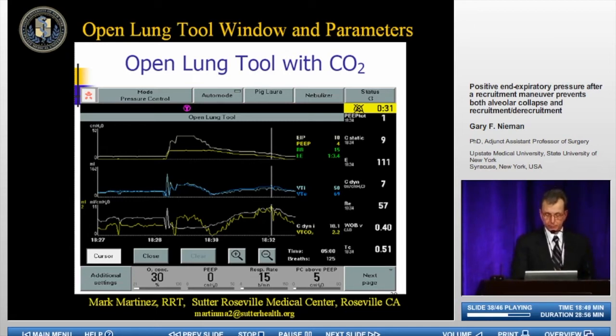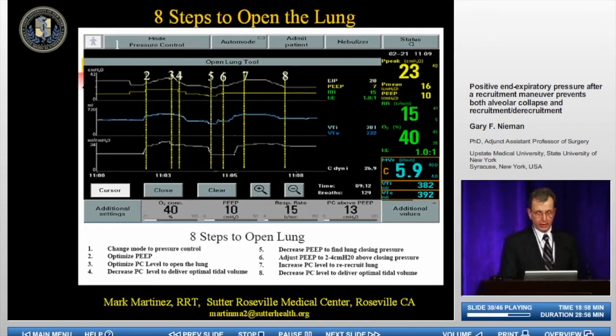But in essence, what we do is we have a dynamic readout of both the dynamic compliance and the end-tidal CO2, so you can see that change in real time. And we utilized a protocol that's established by Mark Martinez from Sutter-Roseville Medical Center. And effectively, he has 8 points.